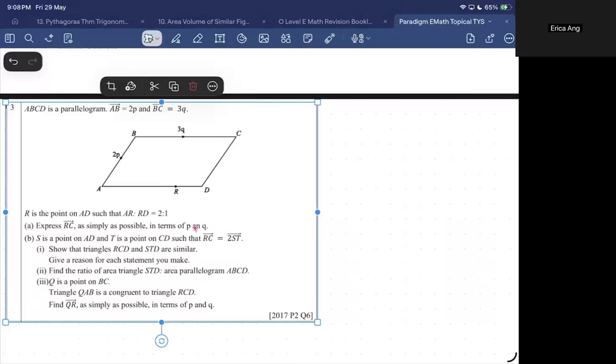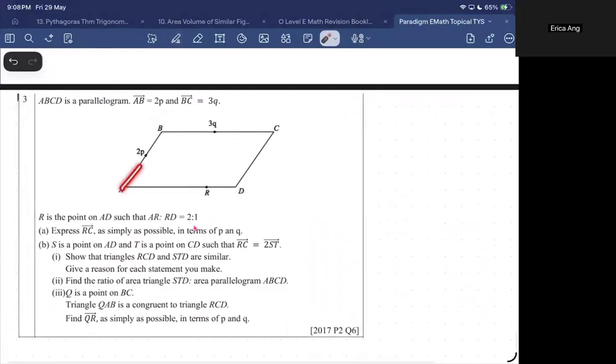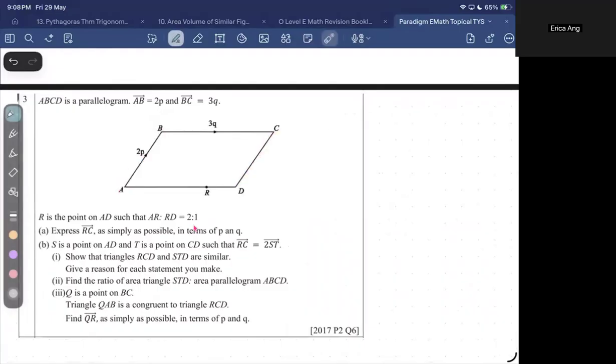Okay, let's look at this 2017 question. This is a very good question because they test everything. There are similar triangles, and similar triangles mean you have corresponding length ratio and corresponding area ratio, right? So let's see this. This is a parallelogram, so this is 2p, this is also 2p.